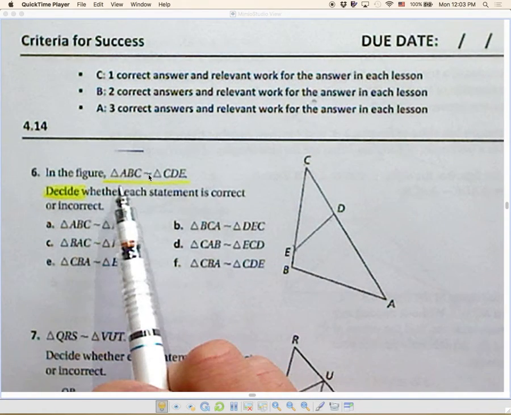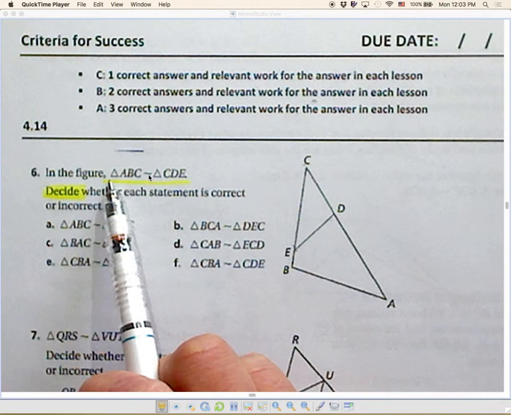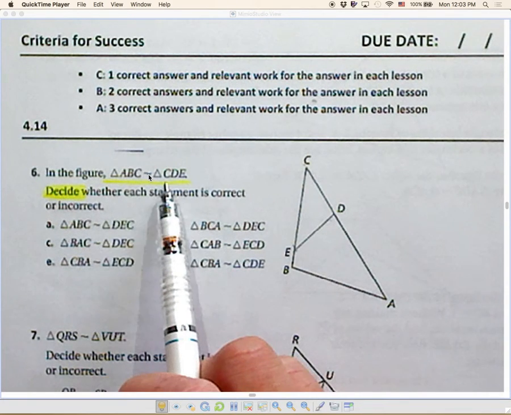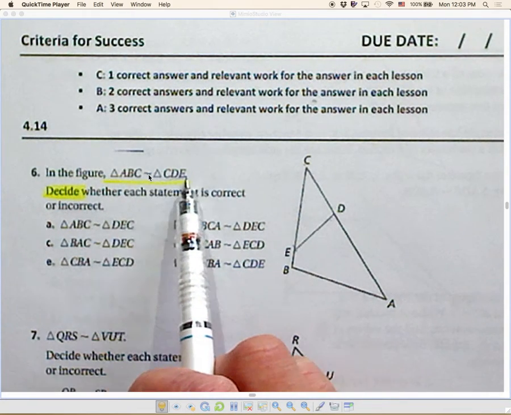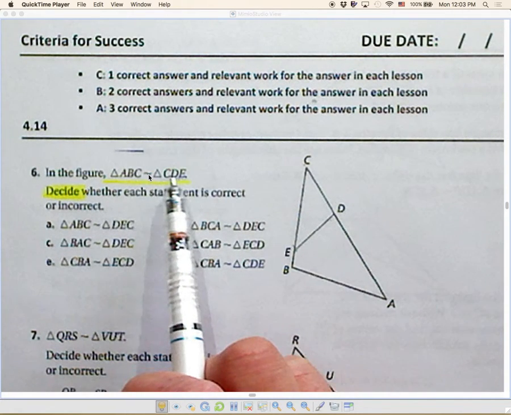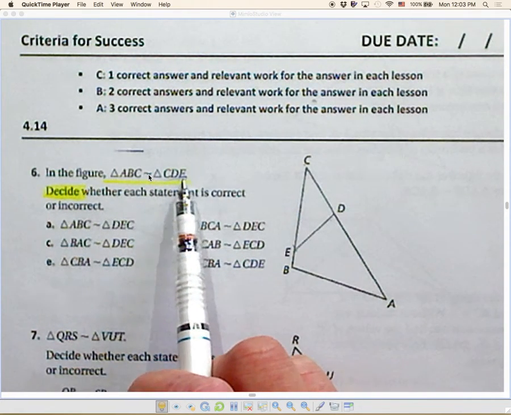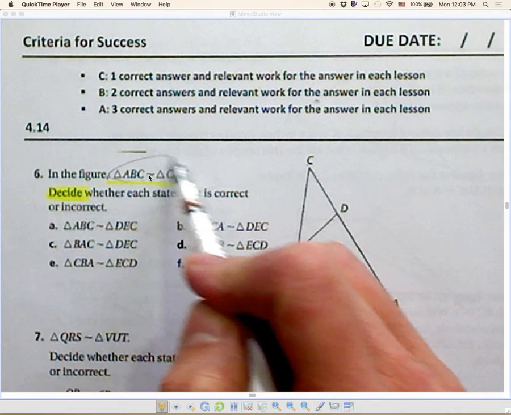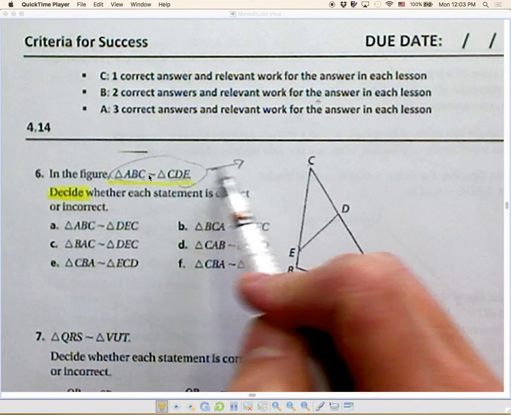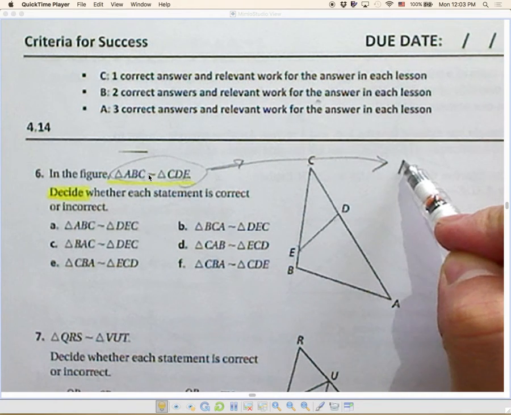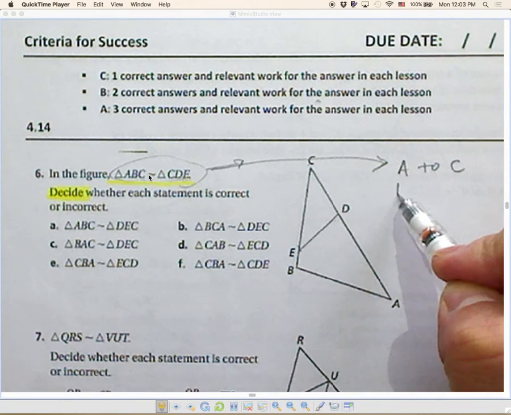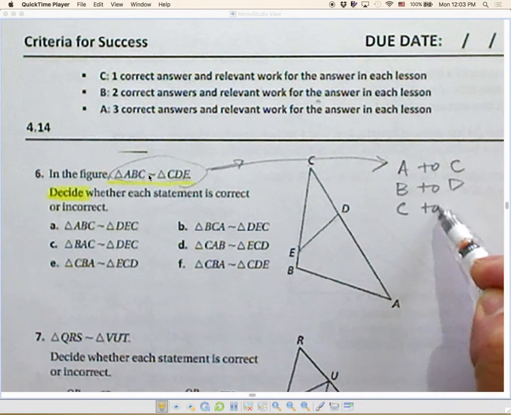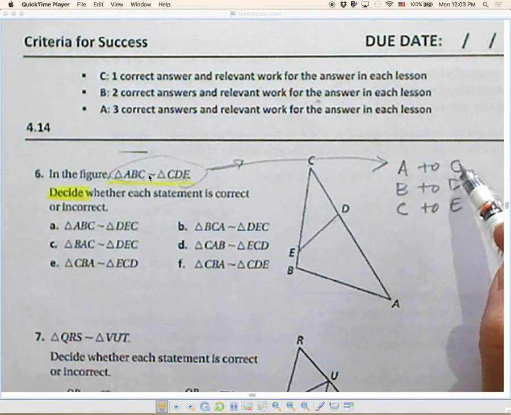As you look at it, the left letter of this expression is A, B is in the middle, C is on the right. And for triangle CDE, C is on the left, D is in the middle, E is on the right. So these orders are very important. This implies that A matches to C, B matches to D, C matches to E.